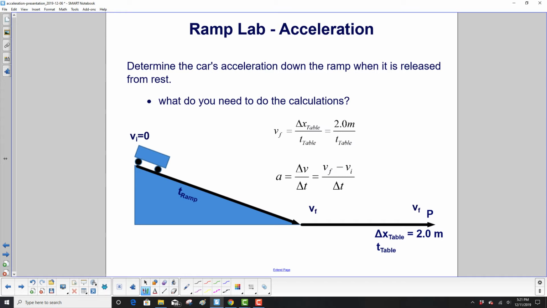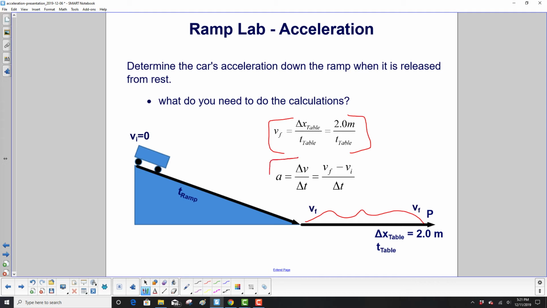Well, this is how we'll find acceleration. We're going to calculate the final velocity by taking the distance delta x, this distance here. We know that's 2 meters. And then we want to find the time it took to go that distance. And of course, hopefully we measured that. That's T sub table. So then we will divide the displacement, 2 meters, by T sub table. That will give us the final velocity.